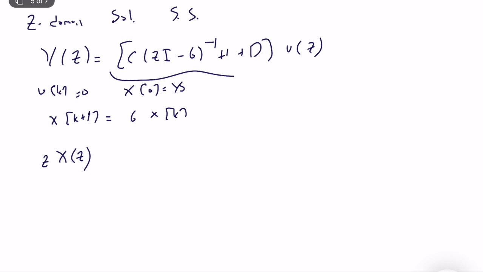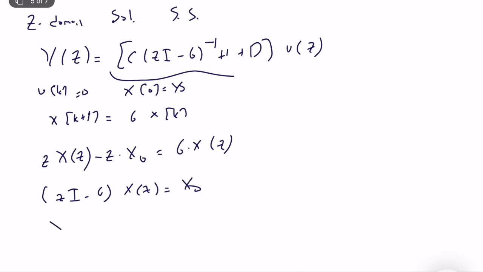But since we have initial condition, this is minus z times x naught is equal to g times x of z. Okay, so if we reorganize, we can see that zI minus g x of z is equal to that. See x0, there is some mistake in the lecture notes. I will correct that. This is x0. So x of z is equal to z times zI minus g inverse times x naught.